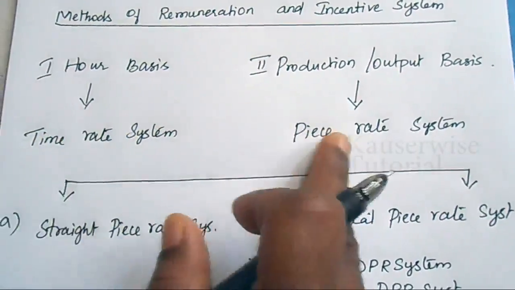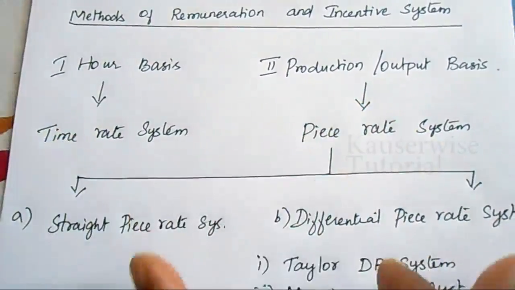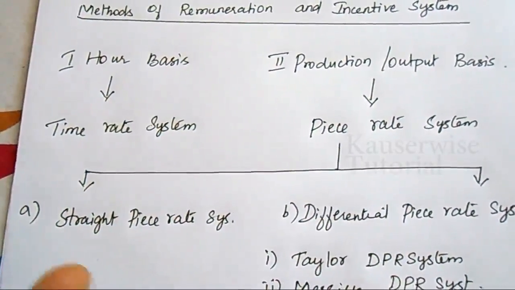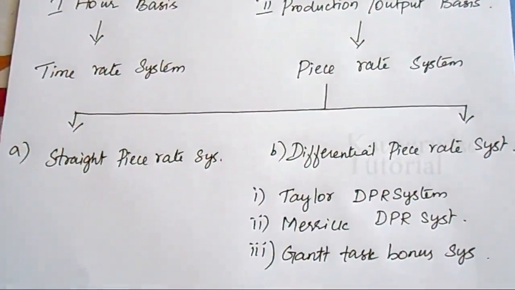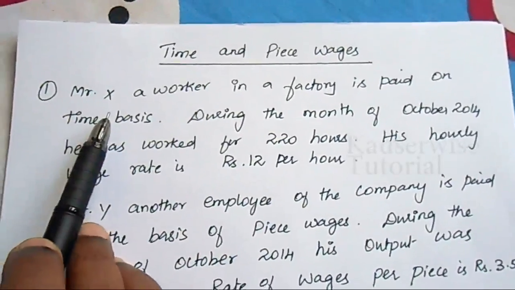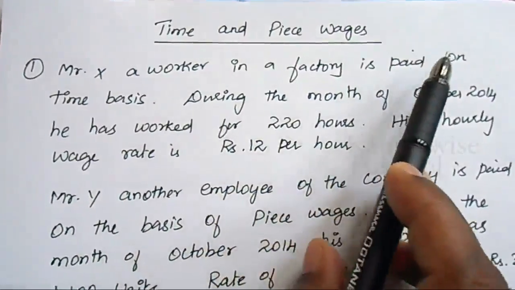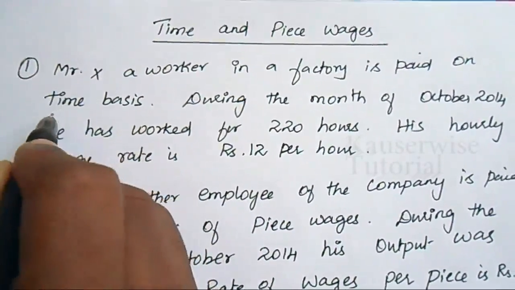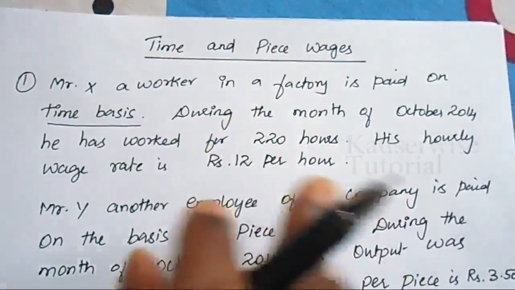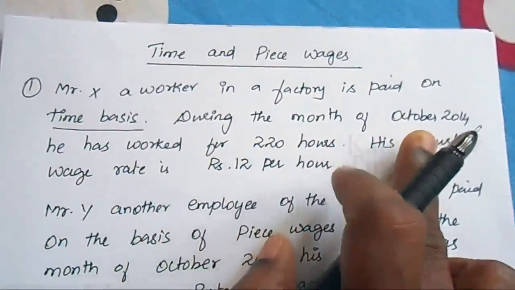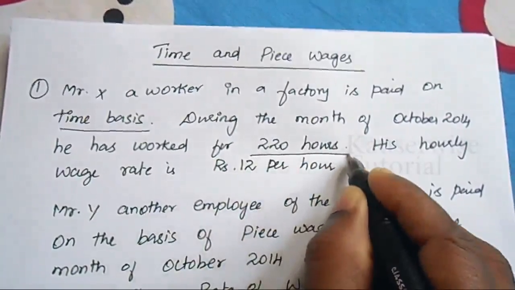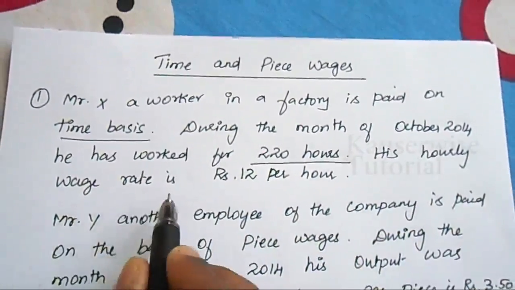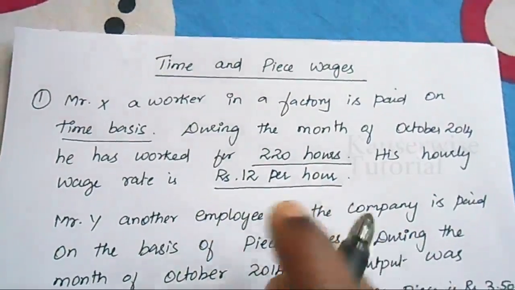So let us see the problem for this one. After this, we can go for the four different methods, that is, a straight piece rate system and three differential piece rate systems. See this problem. Mr. X, a worker in a factory, is paid on time basis. He is getting remuneration based on time. During the month of October 2014, he has worked for 220 hours. His hourly wage rate is 12 rupees per hour.